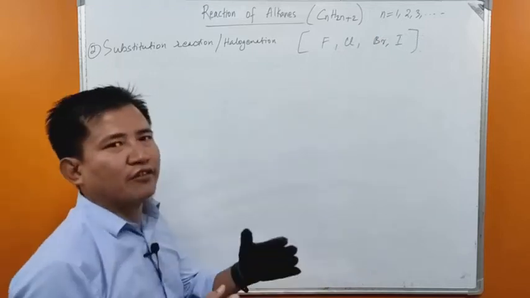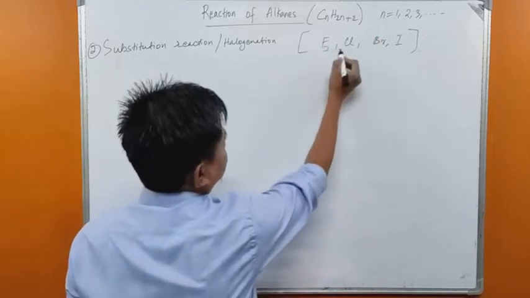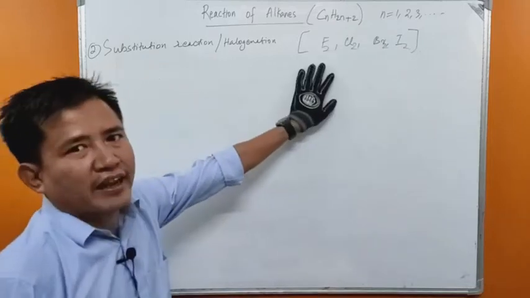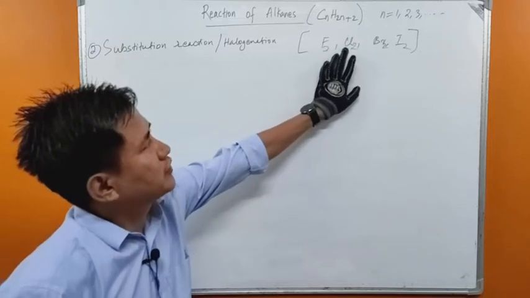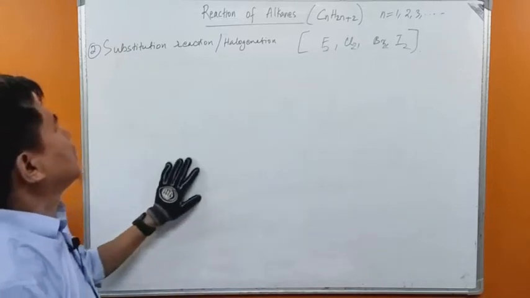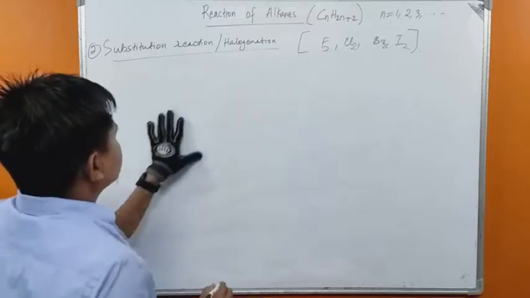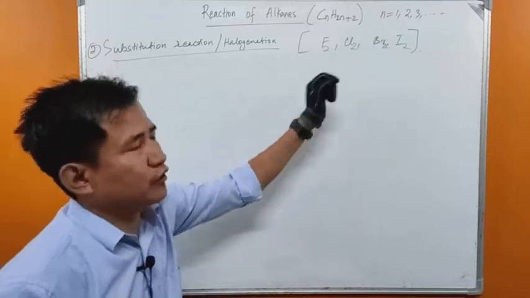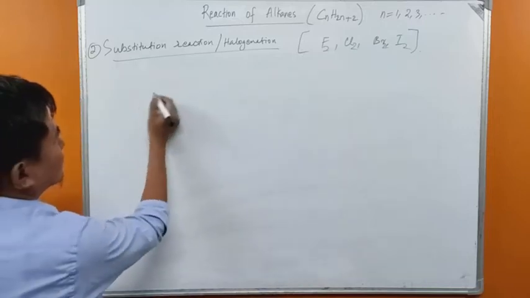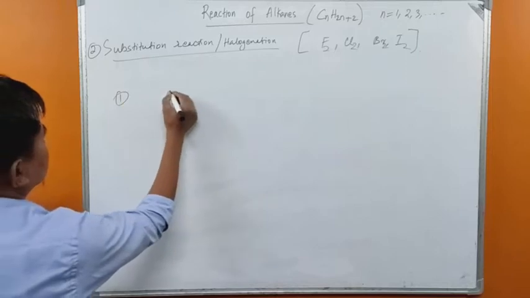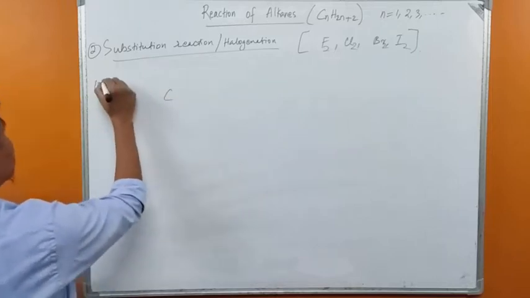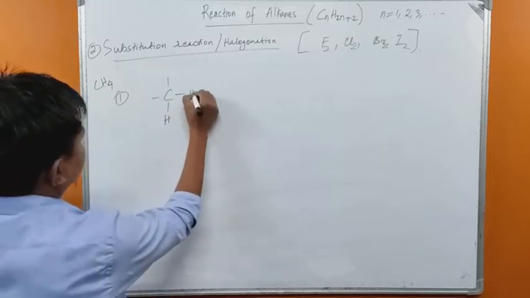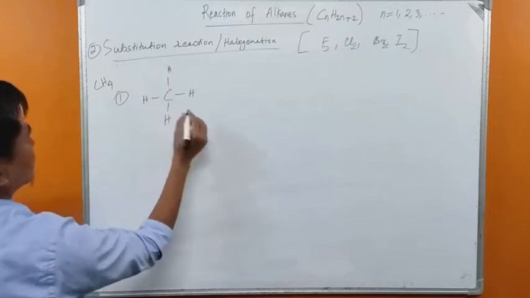So halogens are always diatomic molecules, okay? So F2, Cl2, Br2, I2, and so on. So the substitution or halogenation reaction of alkane is where hydrogen is replaced or substituted with the halogen, okay? So let us see the example of methane. Only one example. Let me take this example, CH4. Methane, okay? CH4. So hydrogen, hydrogen, hydrogen, hydrogen.